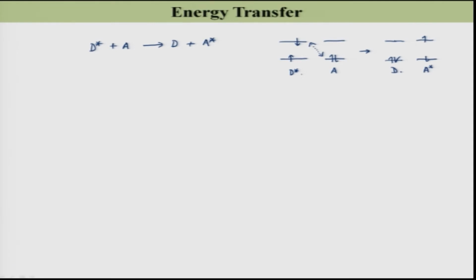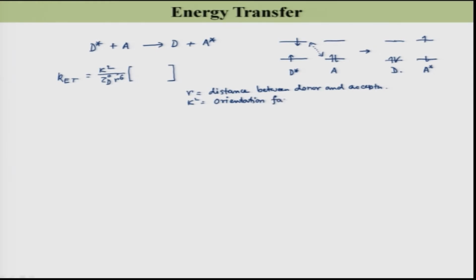interaction. Then again I showed you the equation: this K_ET can be written as kappa square divided by tau_D r to the power 6, times some constant. I said that r is the distance between donor and acceptor, tau_D is the donor lifetime, and kappa square is my orientation factor. This kappa square depends on the relative orientation of the donor and acceptor.